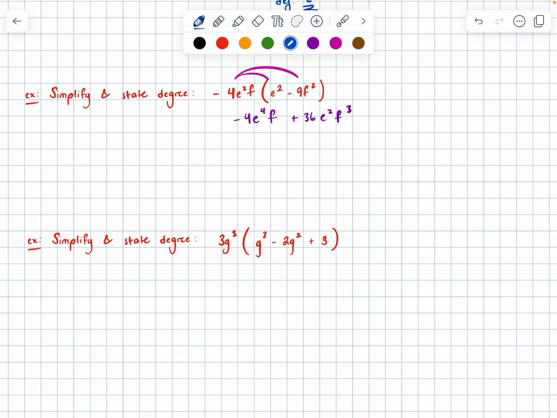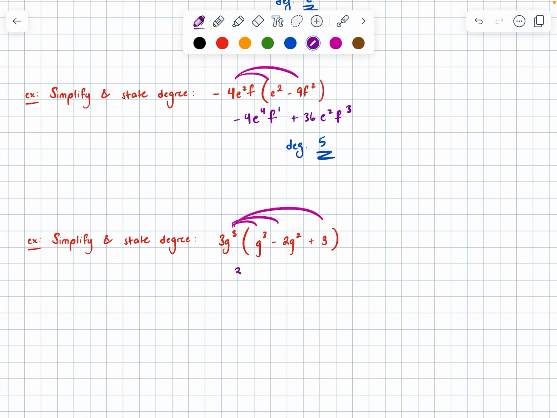To find my degree, you'll notice, right, e to the 4th, f to the invisible 1, e squared, f cubed, both of these have a degree of 5. The degree of my entire polynomial is 5. It is quintic. 3g cubed is now going to get distributed here in my second example.